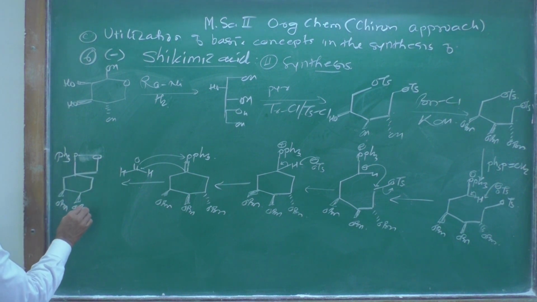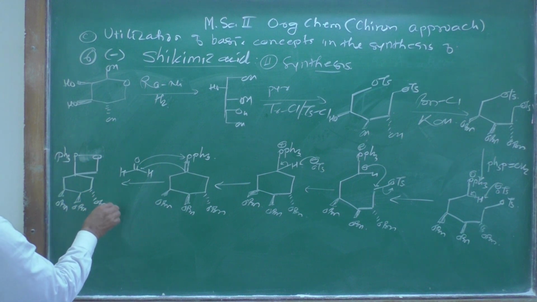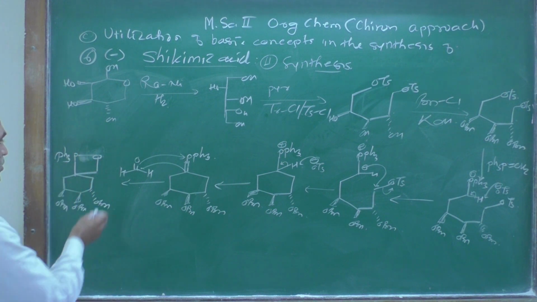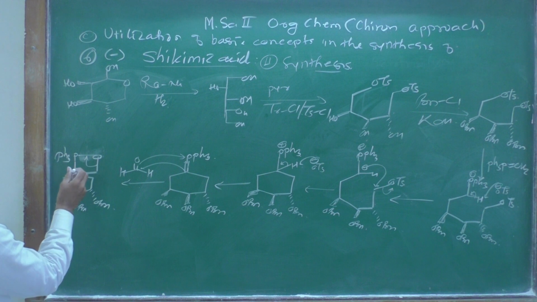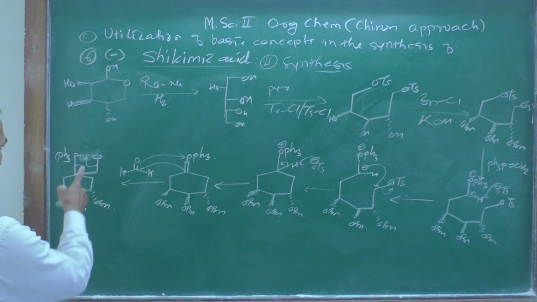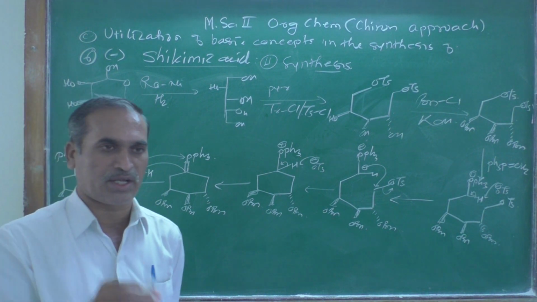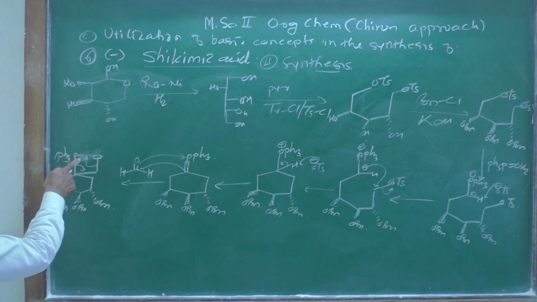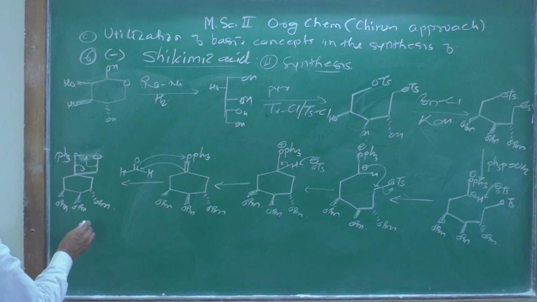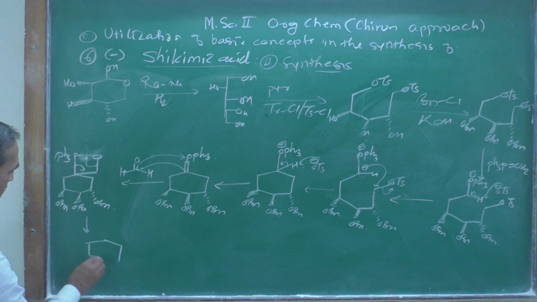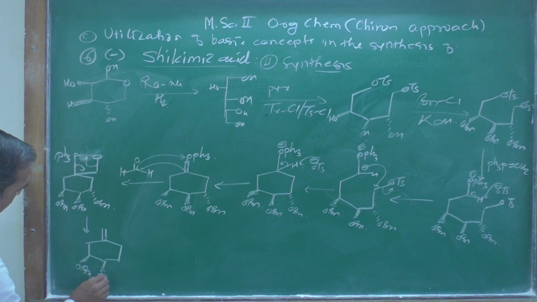Then OBn dash dash dash OBn. Now the driving force is the opening of the four-membered ring: this forms a double bond, and this forms a double bond with phosphorus and oxygen. The driving force is that phosphorus has a great affinity toward oxygen, so a stable bond is formed, and we get this type of compound. Here the double bond comes, and this OBn remains as it is.